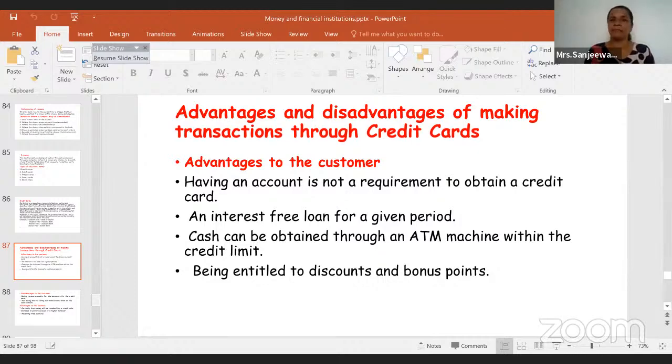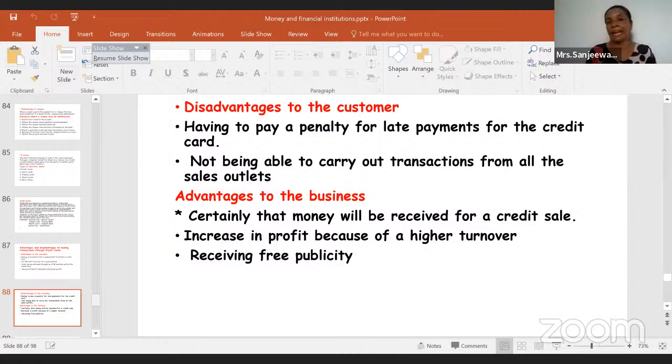Then what are the disadvantages? You have to pay a penalty for late payment, right? And sometimes some of the outlets do not accept credit cards. That is a disadvantage. So what are the advantages to the businessman? Certainty that money will be received. You are sure that you will receive that money. Increase in profit also, because when you advertise that you are accepting credit cards, it is advertisement, okay? Receiving free publicity.